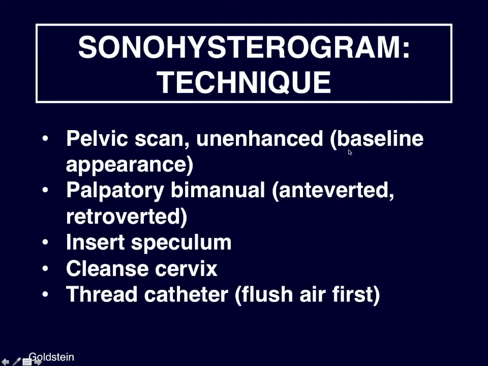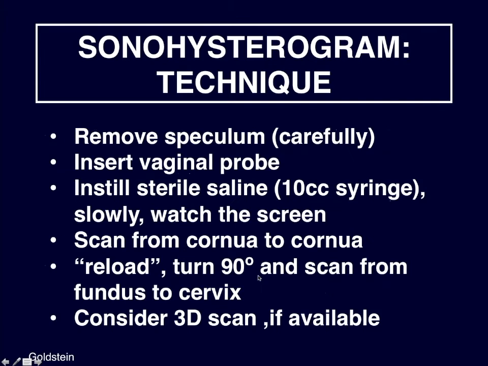I do a pelvic scan in an unenhanced baseline mode. I still do a palpatory bimanual exam, although increasingly you can tell if the uterus is anteverted or retroverted by your ultrasound. Put the speculum back in. I clean the cervix, usually with a betadine type solution, and then I thread my catheter in, being sure to flush the air out first. Take the speculum out. I say here carefully because I still haven't invested in single-hinged specula. I reinsert the vaginal probe. I like to use 10 cc syringes, but whatever you're comfortable with.